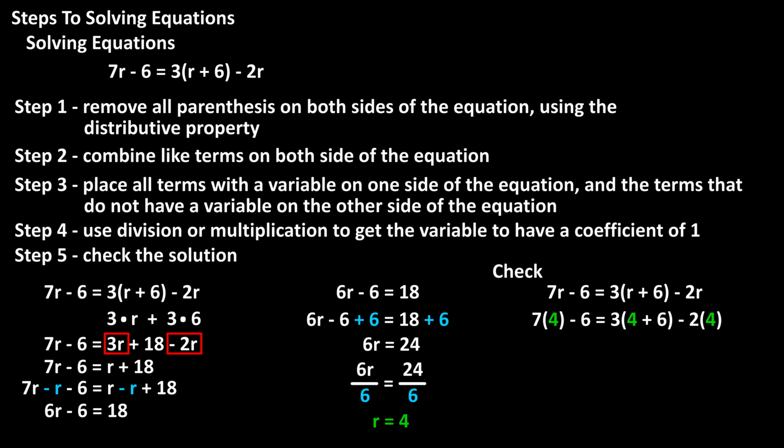Now we have 7 times 4 minus 6 equals 3 times the quantity 4 plus 6 minus 2 times 4, which gives us 28 minus 6 equals 3 times 10 minus 8. From that, we get 22 equals 30 minus 8. And from that, we get 22 equals 22. So our solution checks out.